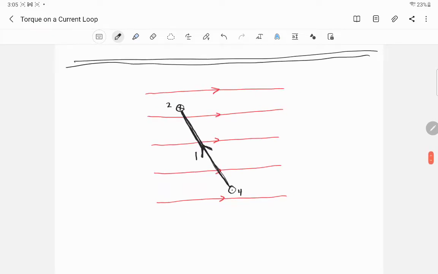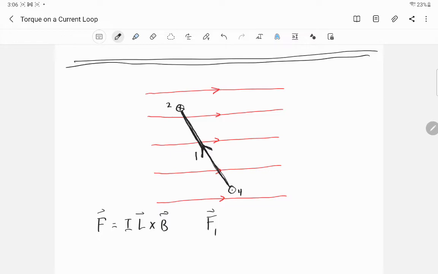So let's imagine using the force law, F equals I L cross B, to try to understand the forces on the various segments. So the force on side 1. Side 1 is interesting. You can see that it's this leaned over black line. The current is heading up, from the bottom right up to the upper left. But the B field is towards the right, right?